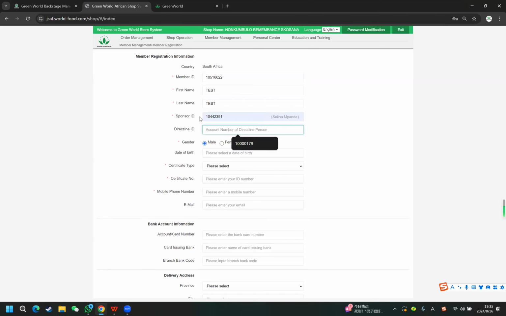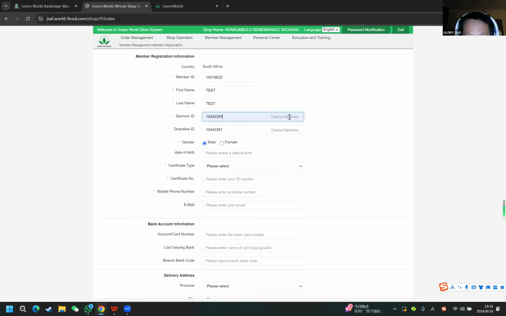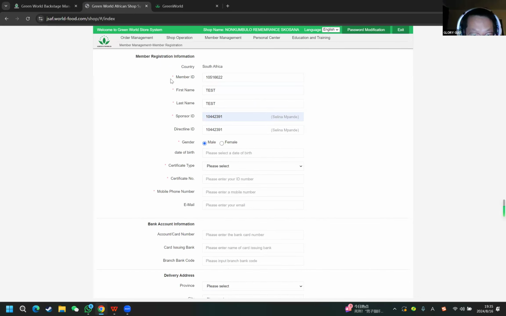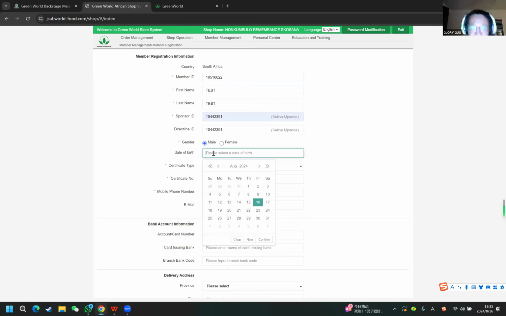And when you put the distributor number there, you can see their name in case you make a mistake. When you can see the name immediately, you are not likely to make a mistake. Am I right? And then date of birth. All the sections with the stars, you have to put. If you don't put them, you can't continue. But some things like date of birth are optional. You can either put it or not.